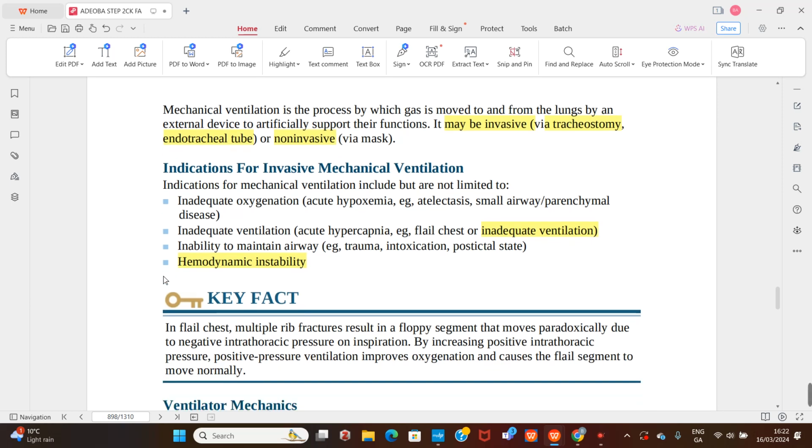So, what are the general indications for invasive mechanical ventilation? Because that's going to be the focus of our discussion. It's just to know 3 major things. We remember oxygenation, ventilation, and airway maintenance. That is all. Oxygenation, ventilation, and airway maintenance.